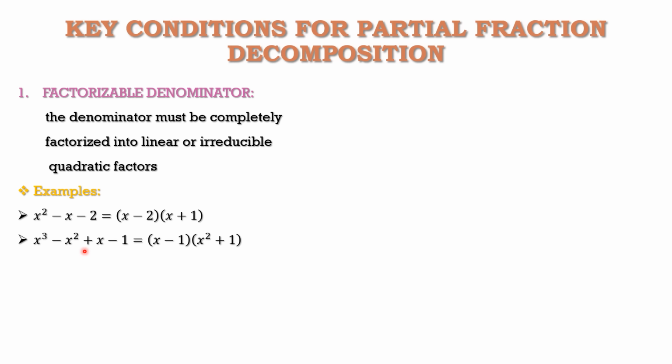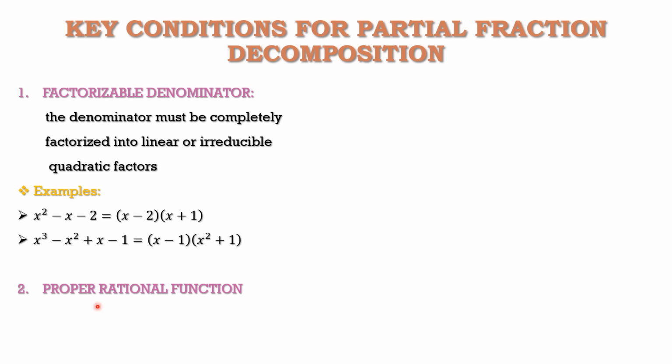Then let's look at another example here. We have x to the power 3 minus x squared plus x minus 1. This cubic expression can also be completely factorized into x minus 1 times x squared plus 1. When you look at this x squared plus 1, it is a quadratic and it can never be reduced again. So we call this one an irreducible quadratic factor.